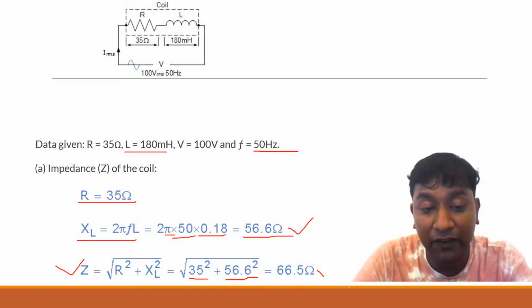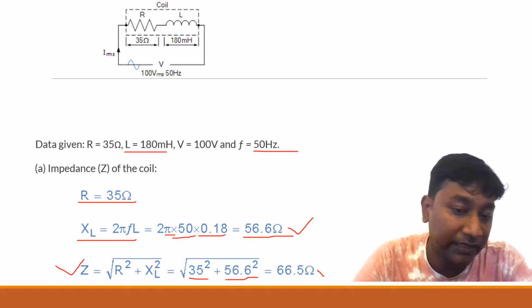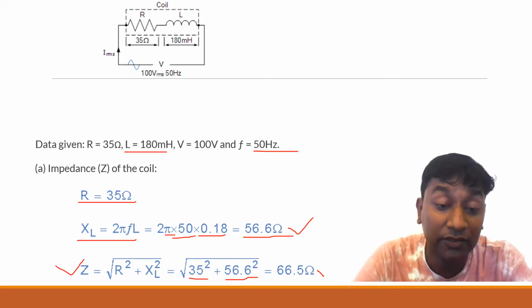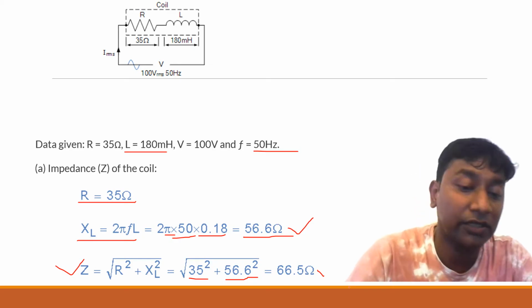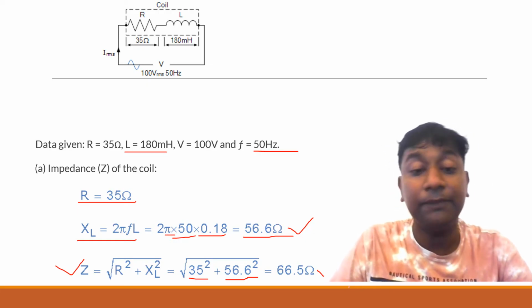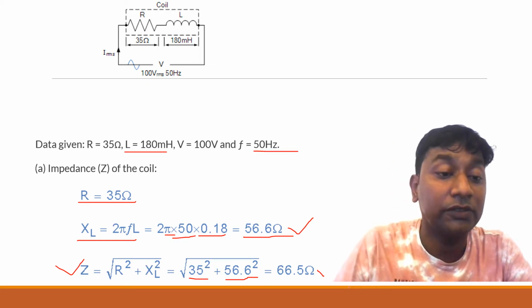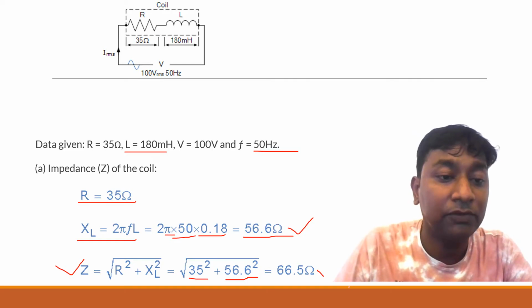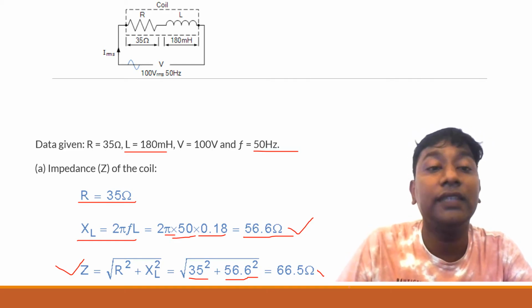Okay, so if capacitive reactance and inductance are both present, then Z equals root over R square plus XL minus XC whole square. Okay, so these are the questions. It may come in your upcoming exam. Okay, so next we will see the current.